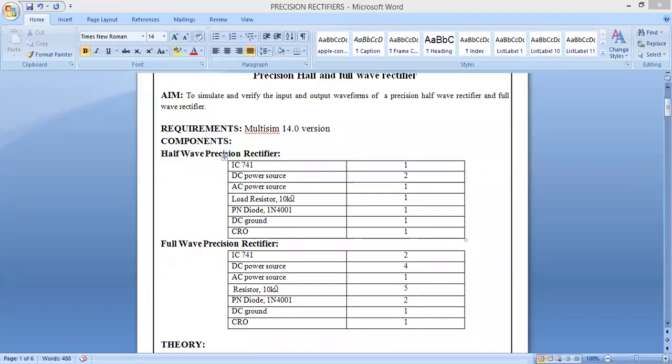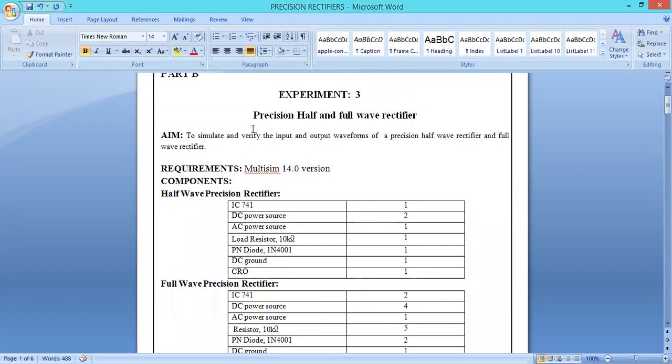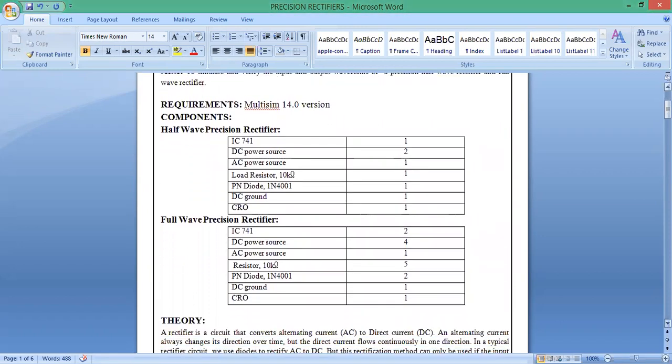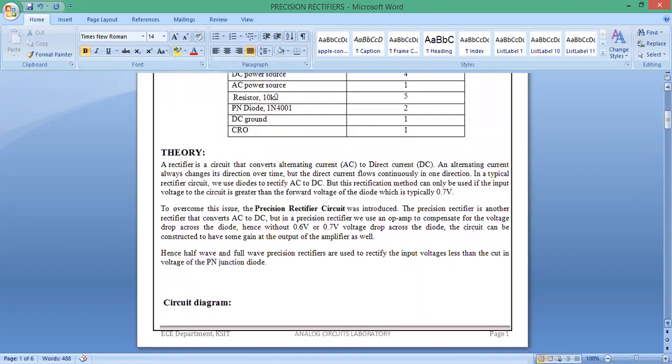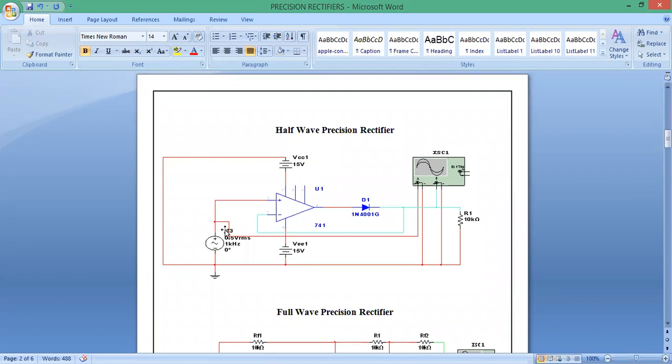Good morning, students. Today, let us discuss how to simulate the precision half wave and full wave rectifier. So, basically, what is a precision rectifier? A precision rectifier converts AC to pulsating DC for the input voltages that is less than 0.5 volt.